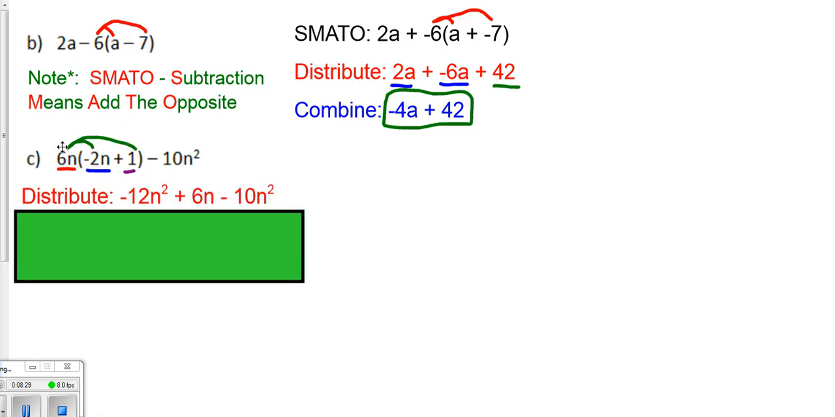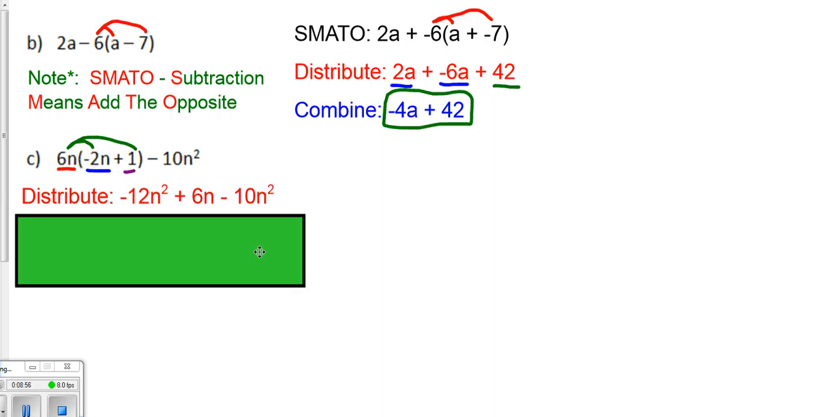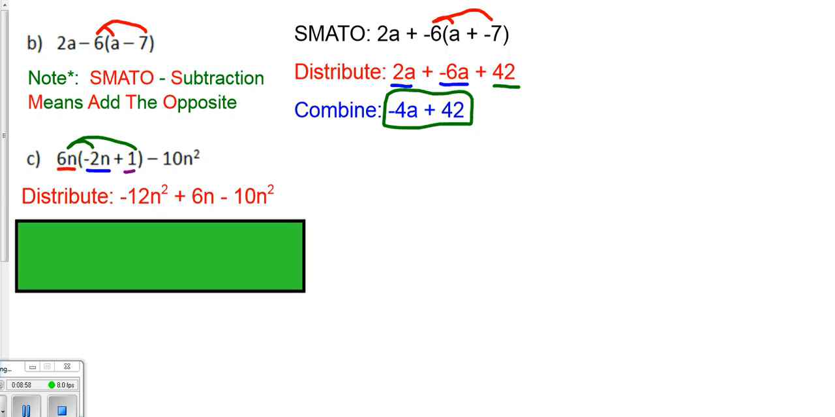So when we distribute 6n times negative 2n, well, the 6 and the negative 2 become negative 12. The n times the n becomes n squared. So just this multiplication piece became this term right here. Now we do 6n times this positive 1. It just leaves us with 6n. And at the end, there's still this minus 10n squared. So that's right here. Now again, we need to look at combining any like terms.